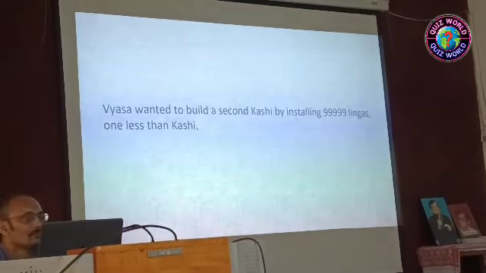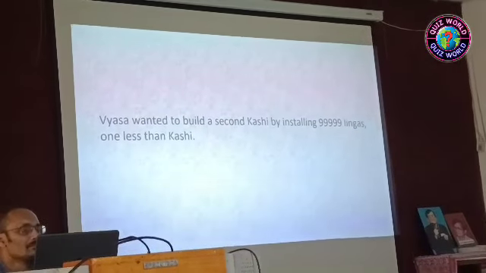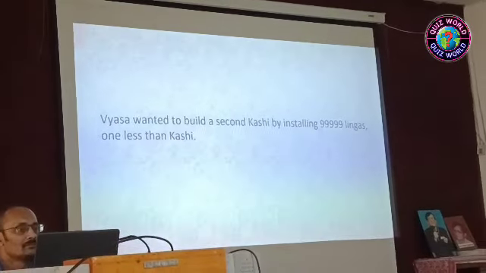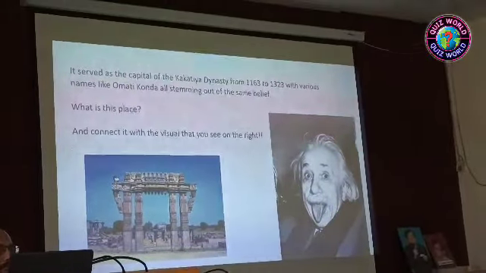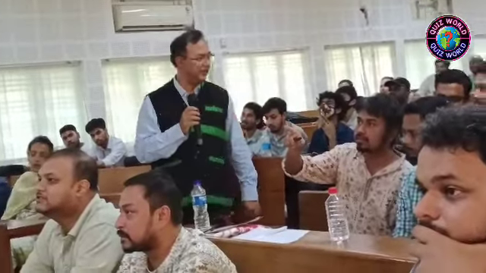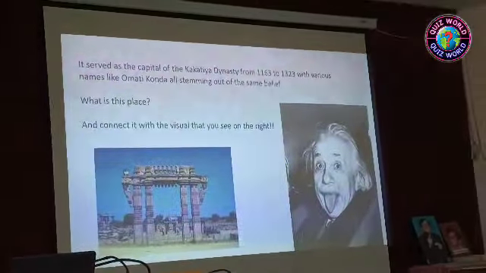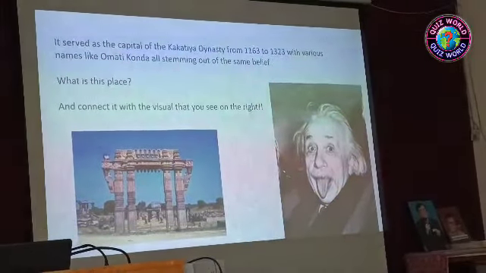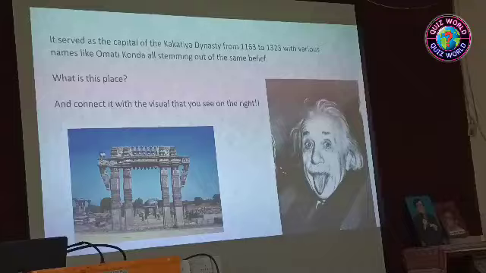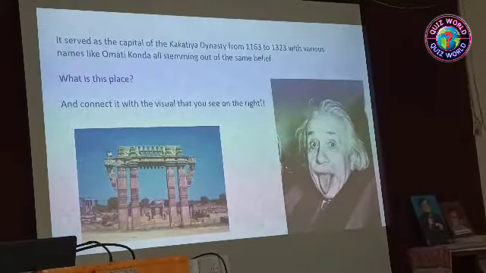5 points for second Kashi and full 10 points to team number 4, okay? Team A got 5 points and this team got 4. Okay. So this place itself is the capital of the Kakatiya dynasty from 1163 to 1323 with various names like Madikonda and all that, all stemming out of the same belief.